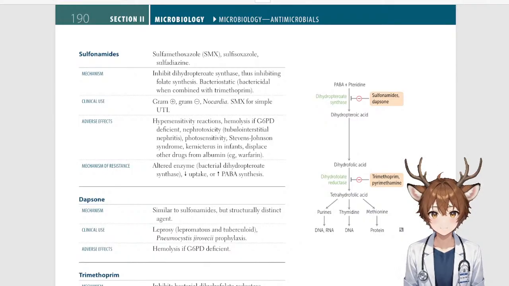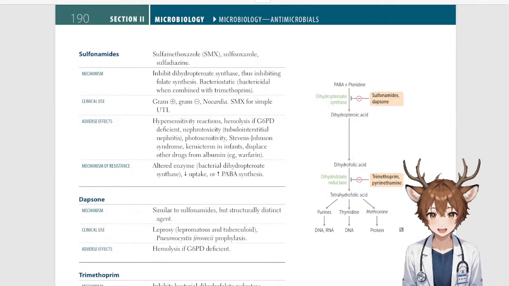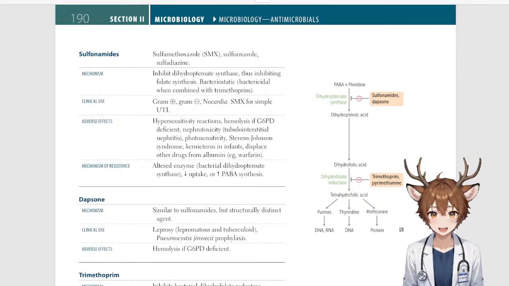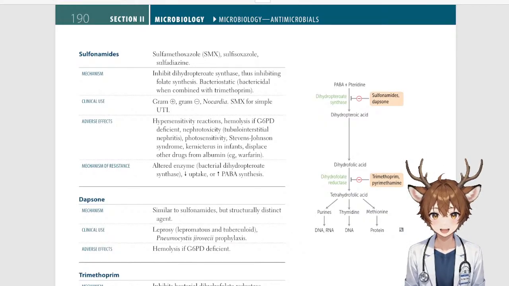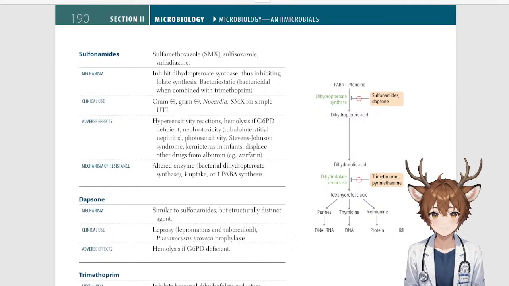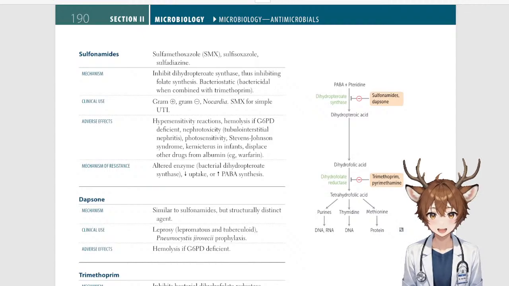Okay. And you can see the little diagram right there to see where sulfonamides and dapsone act. So that's like sulfamethoxazole, that's like sulfadiazine, that kind of thing. And you can see where the trimethoprim and where the pyrimethamine act right there. And so you combine the sulfamethoxazole and trimethoprim to make this one drug called Bactrim.